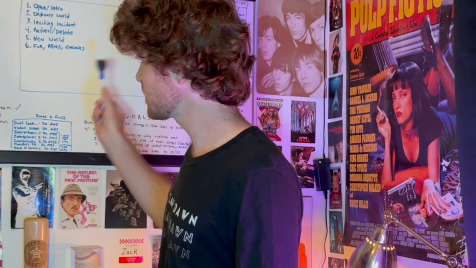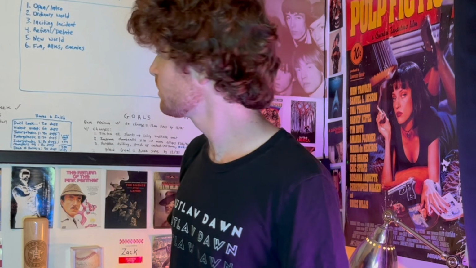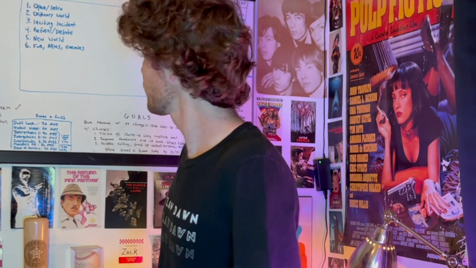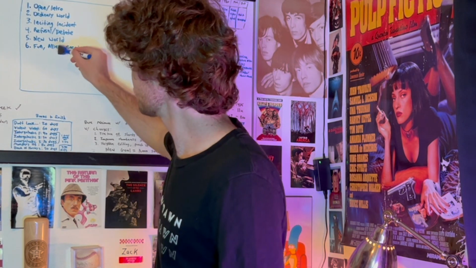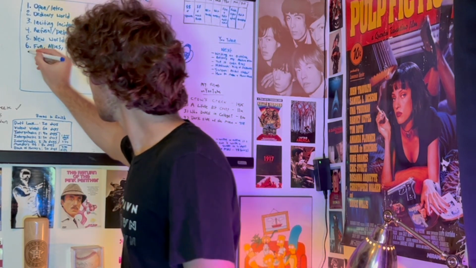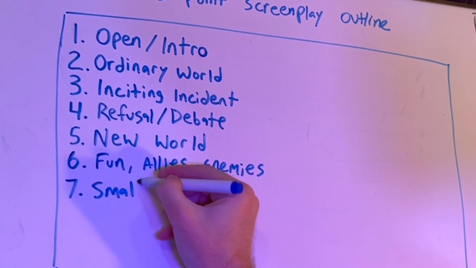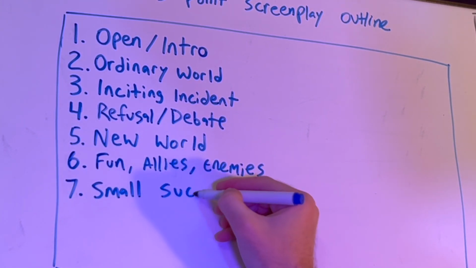Fun, allies, enemies. This section usually lasts between 10 and 20 minutes in the movie, depending on the length of the film, and depending on the writer's interpretation of what this actually means. But that is getting to the midpoint, and then the midpoint is a small success.